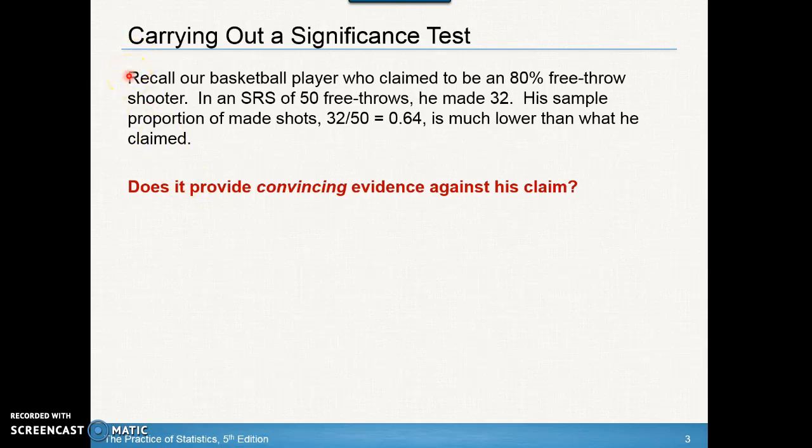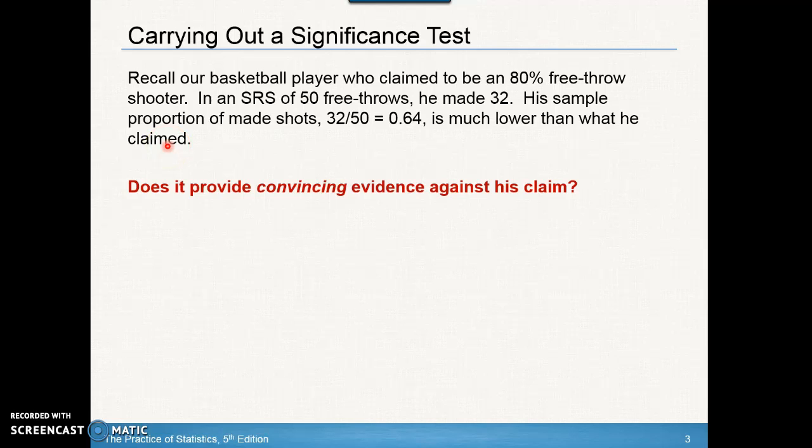All right, so let's go back to our basketball player. Remember, he thought he was pretty awesome and claimed that he got his free throws 80% of the time, but we did a simple random sample. He only made 32 out of the 50. And so his sample proportion of made shots was 0.64. And we said, whoa, that was actually much lower than what he claimed. Are you really as good as what you say you are?